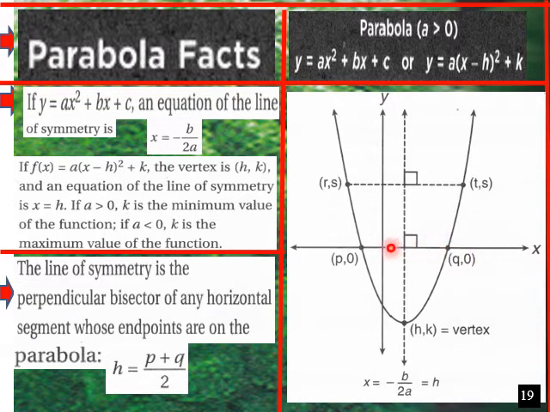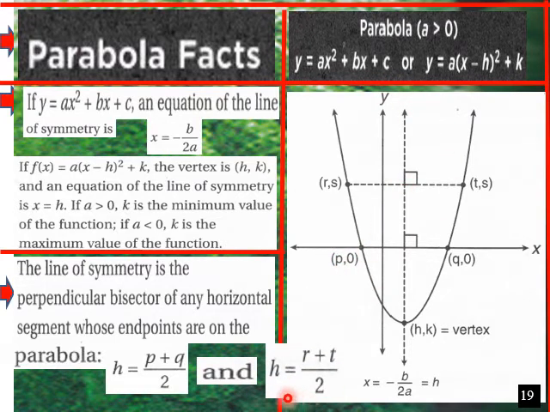That's another way of expressing your line of symmetry, the average of these two endpoints, like a perpendicular bisector. Okay, here's your parabola up here: this is vertex form, and this is standard form here. And h equals r plus t over 2. So this is your r and this is your t. Just again the same thing. You're taking the average of this distance and dividing it in half, and here is your line of symmetry there.